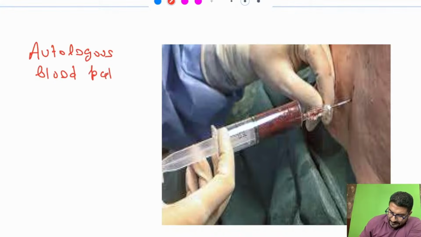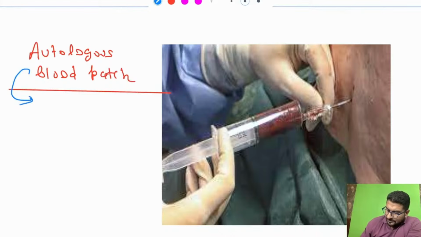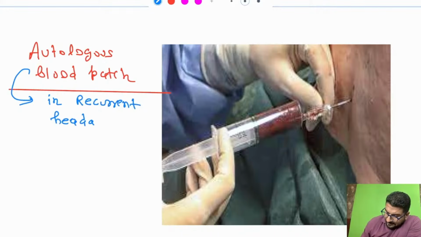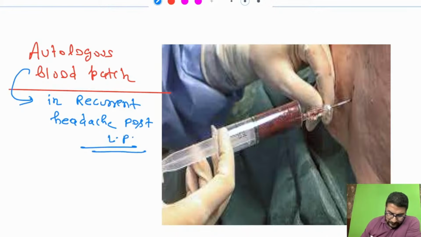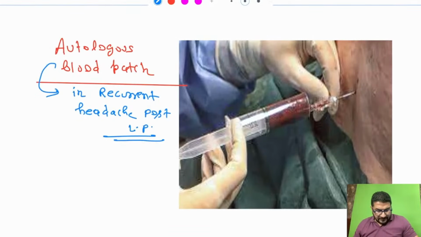An autologous blood patch we use whenever the patient is having recurrent headache. We use this in treatment of recurrent headache post LP. अगर पेशेंट को बार बार सर में दर्द हो रहा है या ज़्यादा सर में दर्द हो रहा है लंबर पंक्चर करने के बाद, then we use this blood patch.